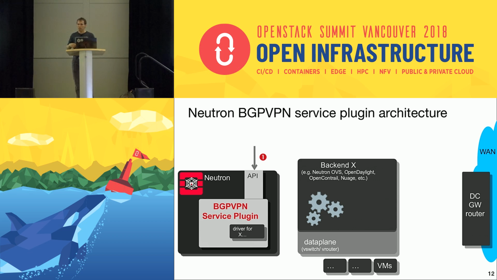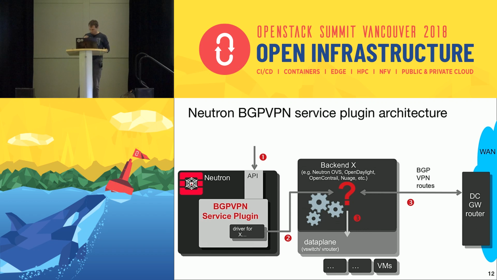So the actual details on how the driver will communicate with the backend depend on the backend, but the information is pushed to the backend, and then the backend will do its stuff. Again, depending on the backend, the details vary a lot. But in the end, BGP VPN routes will be exchanged with the routers at the border between the data center and the WAN. And based on these VPN routes exchange and the local configuration, the data plane will be configured.